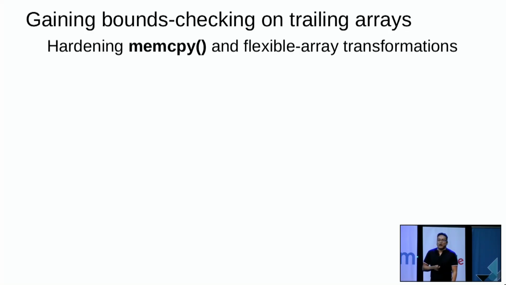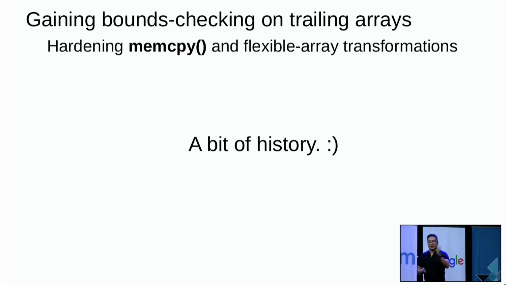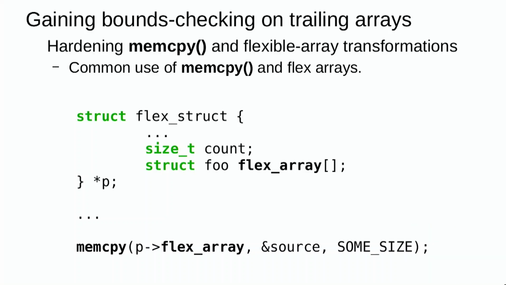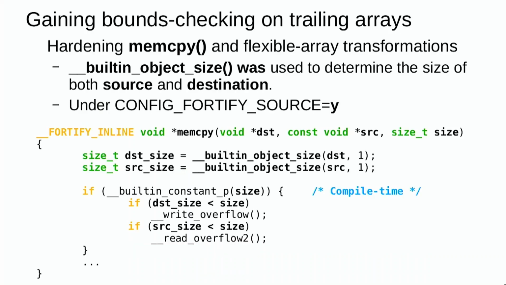Okay. Let's talk a little bit about the implications of flexible array transformations in the fortified version of memcpy. This is a bit of the history behind the fortification of memcpy. Okay, here we have a simple example of how we use memcpy with a flexible array. Of course, we have here a flexible structure with our flexible array at the end, and we want to copy some source of some size into the flexible array. So that's a quick sample.